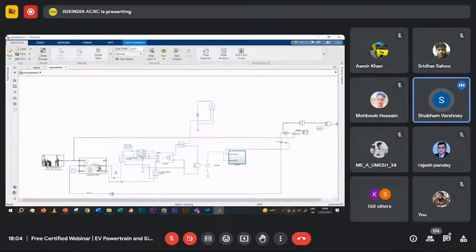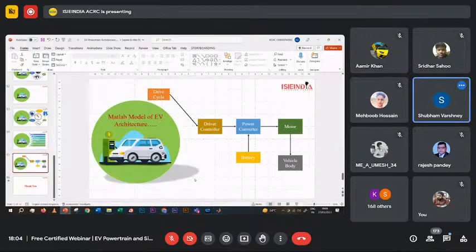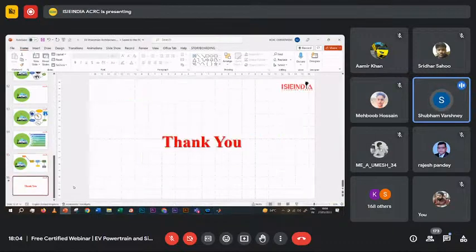So I hope you are clear about this MATLAB model, how we do the calculation, as well as the connections of the different parts of the vehicle. That was all from my side. If you have any questions, you can ask.